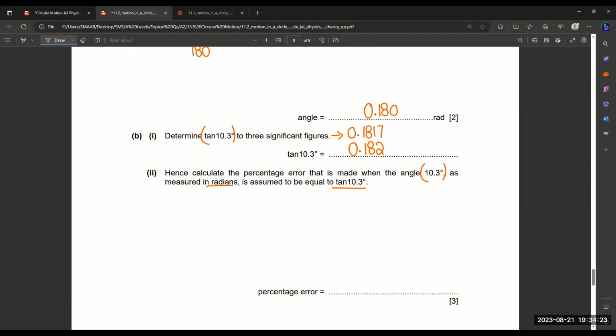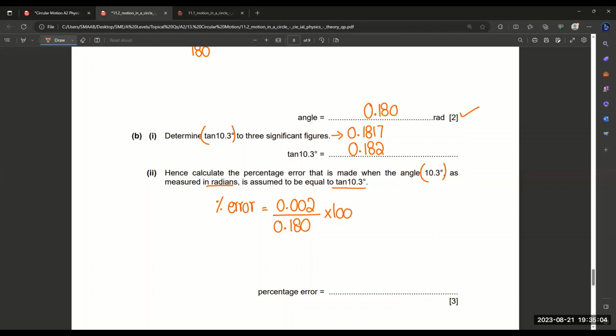So what we need to do, we can calculate the percentage error. 0.002 is the difference, right? Divided by the value, 0.180, because we need to find out the value in radians, right? Our main concern is to find the value in radians. So we first find the difference, then divide by the value, and then finally multiply by 100.